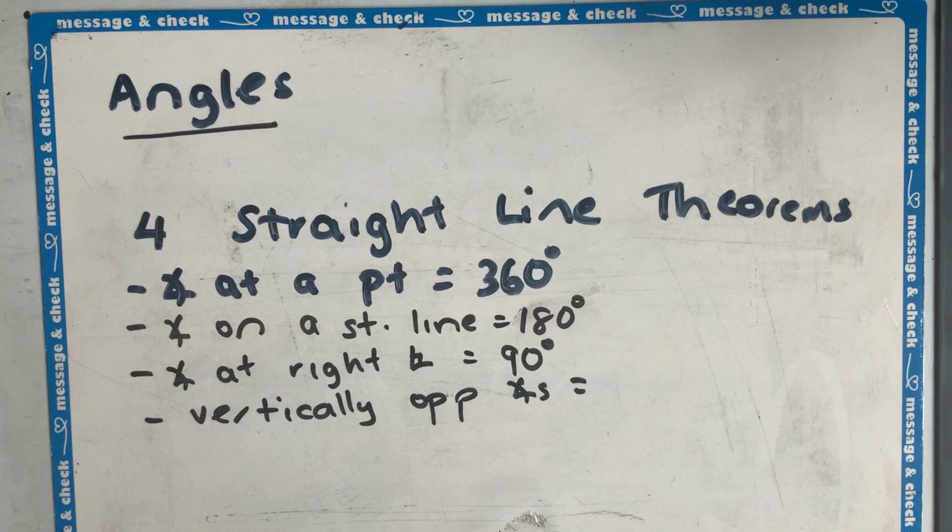Okay, so this is the first lesson on angles. The first thing we need to learn about angles is to memorize some of the theorems. The first type of angles we're going to learn is called the straight line theorems, and there are 4 of them.